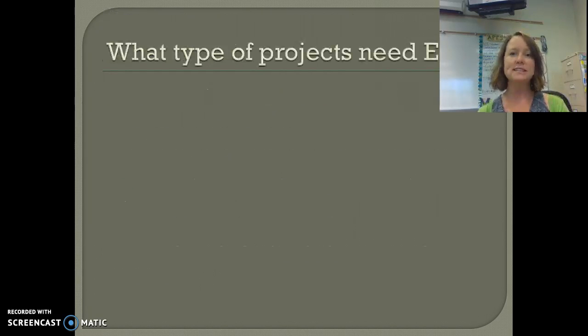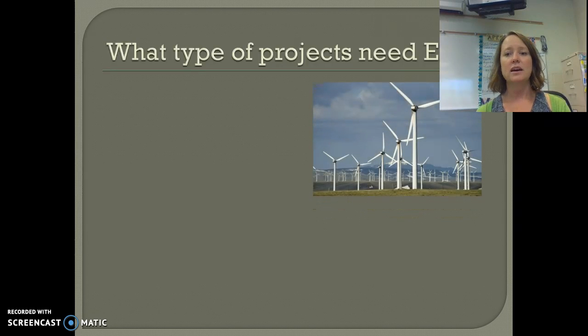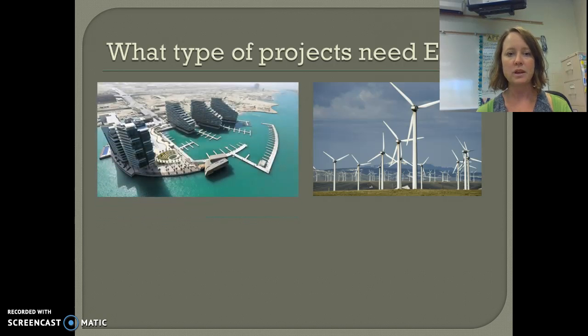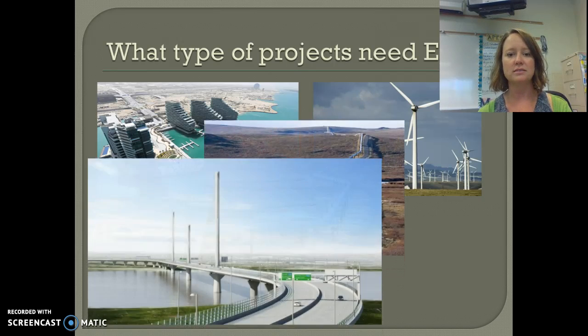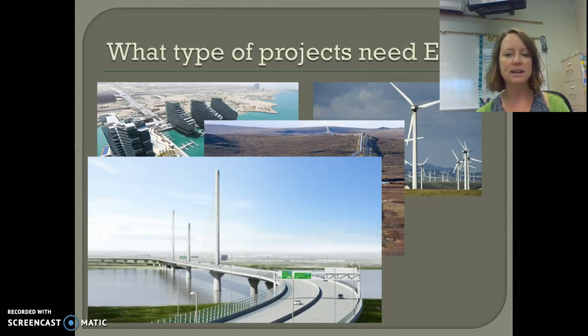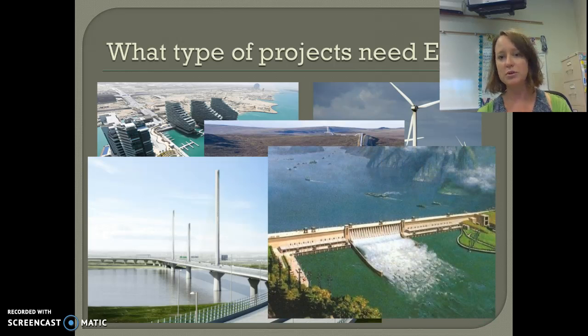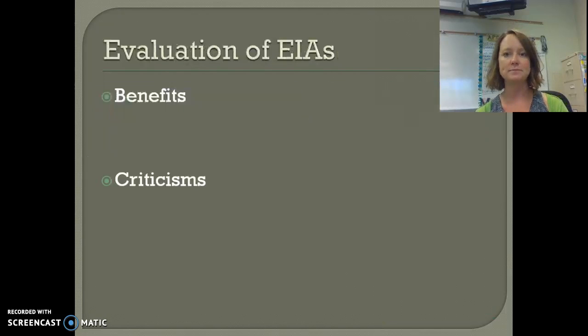So what type of projects need EIAs? This would be an example. This is a wind turbine project in Wisconsin. We would need to know what the impact on the surrounding environment would be. Beach development in the United Arab Emirates. A pipeline through Eastern Africa, a new road system in the United Kingdom, and this is the Three Gorges Dam in China. These are all types of projects that would require an environmental impact assessment prior to development.